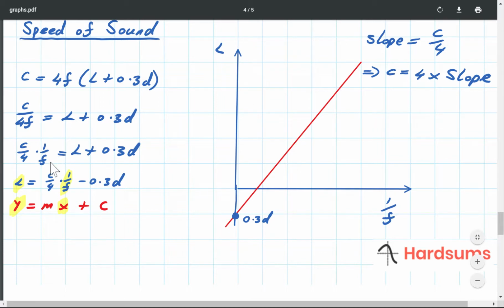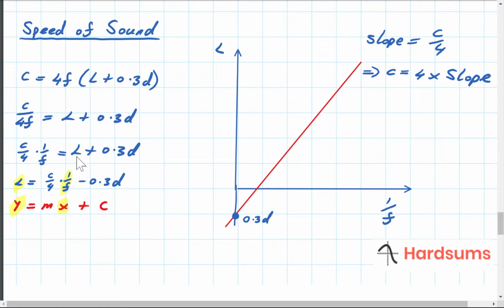Now what we do, again, separate out things that are variable and constant. So what we do here is we rearrange. We leave the L on its own, and this comes across as a minus. So L is equal to, sorry, leave the L there, and this is left where it is as well. The only thing that actually moves is this 0.3d. So that goes across to the other side as a minus, and you get this here. So L is c over 4f minus 0.3d.